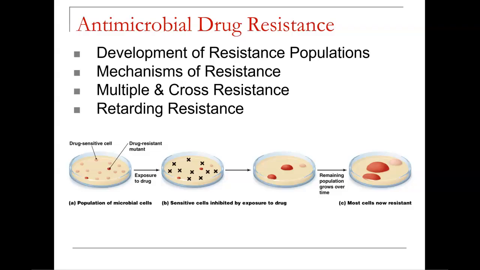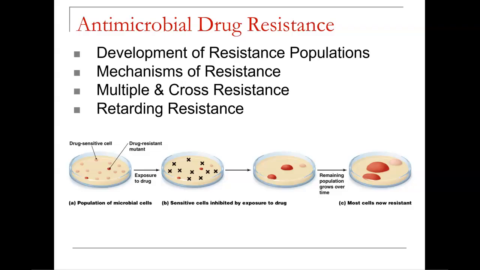So we can have multiple and cross resistance. Multiple drug resistant pathogens are often known as superbugs. I'm sure you've heard that in the news or you've heard people talk about that. These pathogens are resistant to 3 or more different types of antimicrobial agents. We also have what's called cross resistance. That's resistance to one antimicrobial agent that confers resistance to other similar drugs as well.